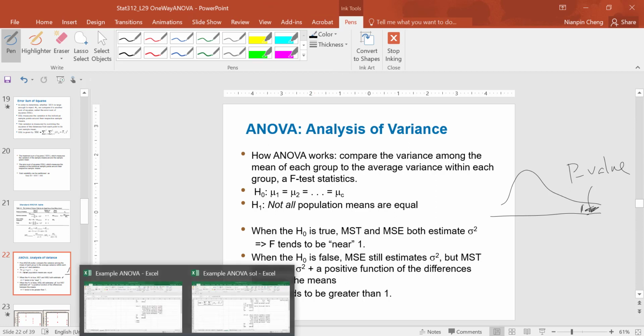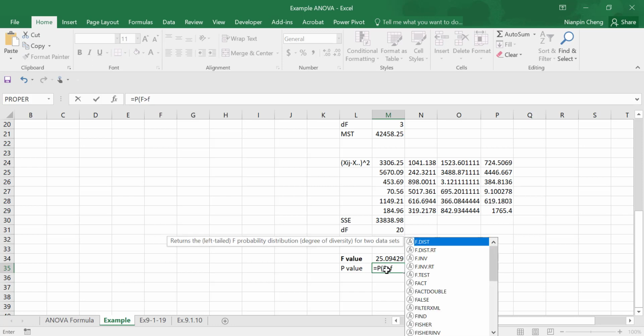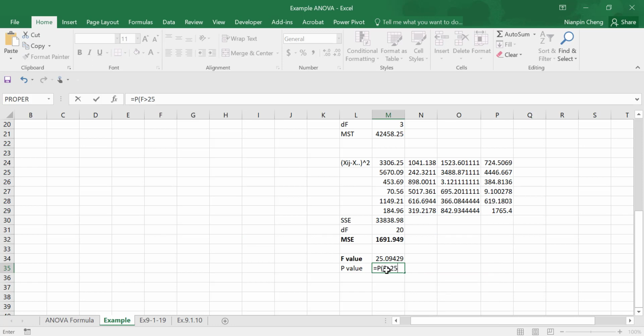So now we come back to see what the F-test is for this example. The F value is equal to the mean squared treatment over mean squared error. So that's a ratio, and it's 25. That's a pretty large number. So what's the p-value? The p-value is the probability that your F value is larger than this 25.09.